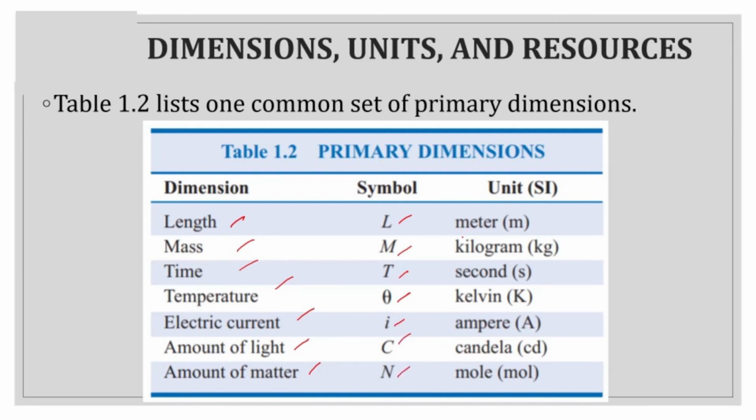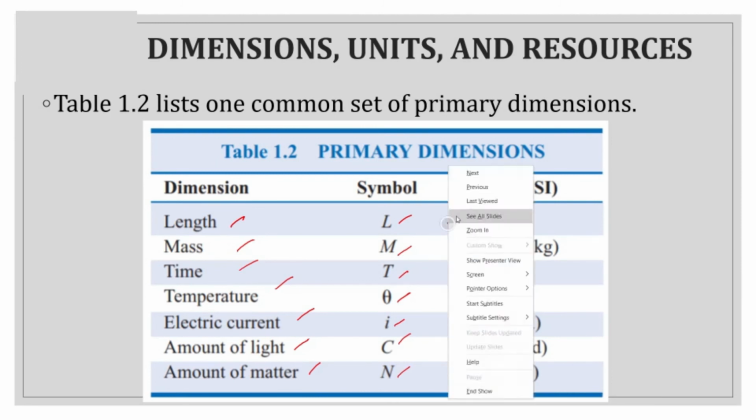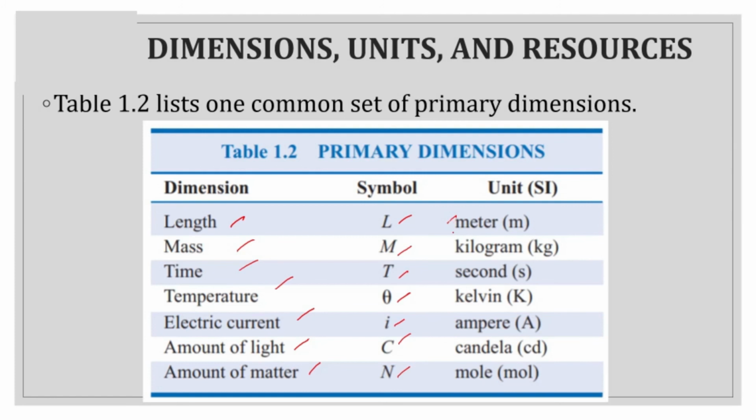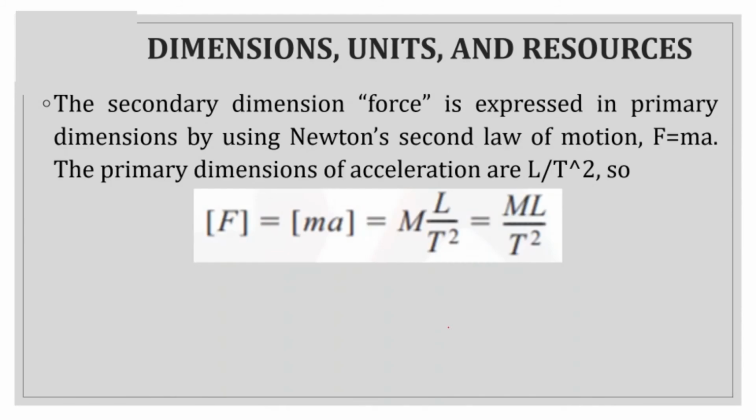So in SI units, we denote length as meter, sometimes kilogram for mass, then second for time, Kelvin for temperature, ampere for current, candela for amount of light, and mole for amount of matter. So these are the common sets for primary dimensions.